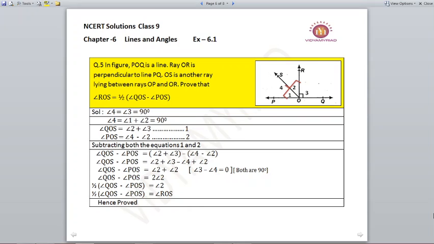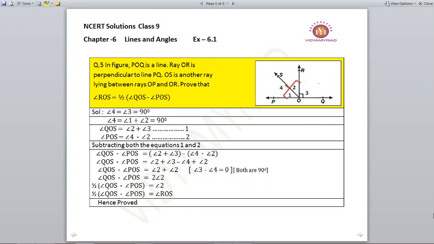Let us subtract equation 1 and 2. Now, angle QOS minus angle POS is already there in the question, which we have to find out. Now, half of the part is solved. In the remaining half, we will subtract both, so it will become angle 2 plus angle 3 minus of angle 4 minus angle 2. So, it becomes angle 2 plus 3 minus angle 4, minus minus will become plus, it becomes plus angle 2.